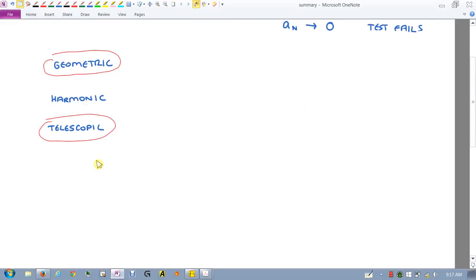So today we pick up and we have more stuff. This is actually chapter 8, section 3, so I'll just let you know where we are in the book right now. This is called the integral and comparison tests.